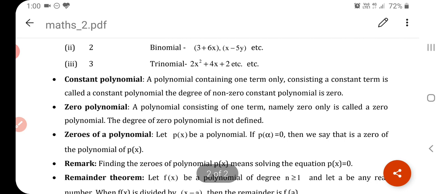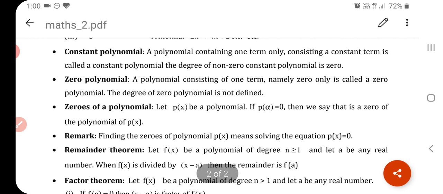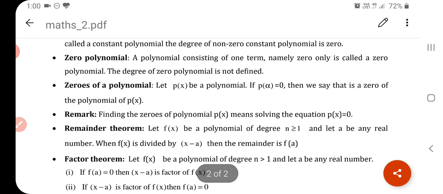Okay, constant polynomial. What is constant polynomial? A polynomial containing one term only, consisting of a constant term, is called a constant polynomial. The degree of non-zero constant polynomial is 0. Okay, 0. What is zero polynomial? A polynomial consisting of one term only, namely 0, is called a zero polynomial. The degree of zero polynomial is not defined.